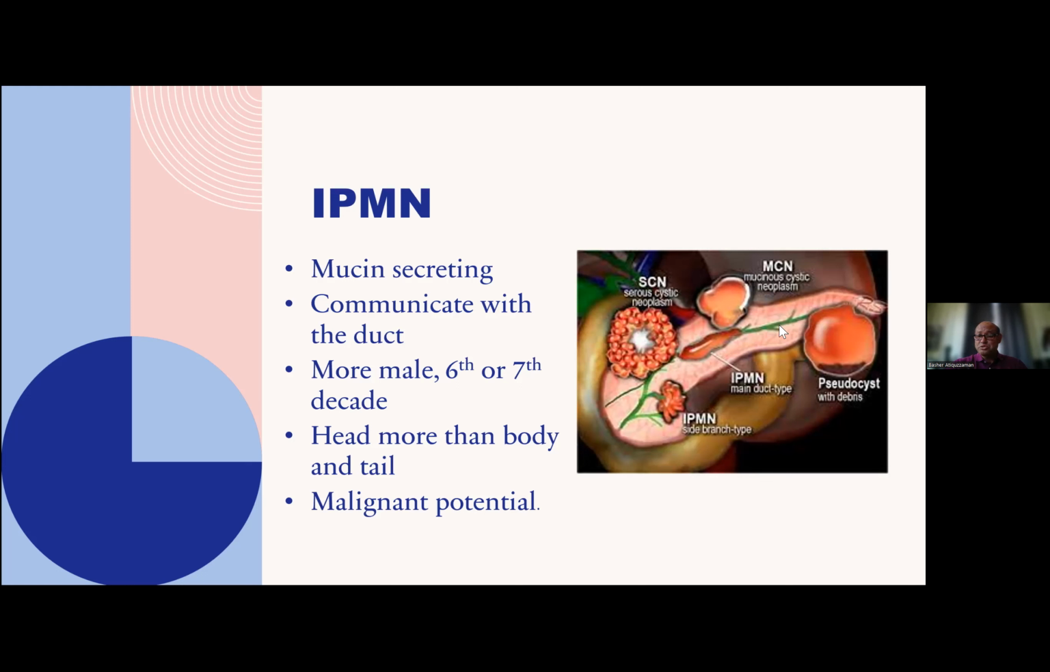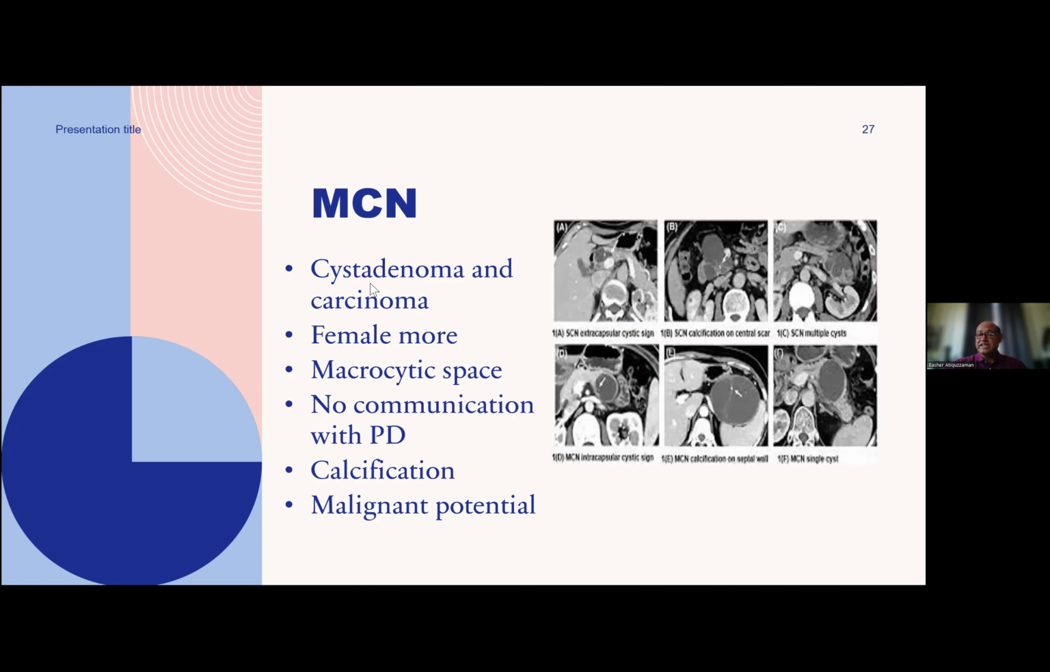Inflammatory is usually in the tail region, and that's a pseudocyst with a lot of debris you can see on the endoscopic ultrasonogram. And we're going to talk about the mucinous cystic neoplasm, which is in the next slide, a cyst adenoma or cyst adenocarcinoma.